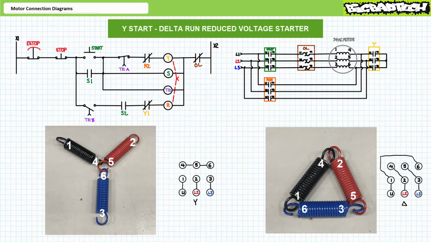Then, after a predetermined time allowing the motor to accelerate, the Y configuration is broken and reassembled as a delta, so each winding experiences the larger line-to-line voltage, thus drawing more current. This 2-stage start reduces inrush current and modifies the starting torque of the motor under its direction. We'll examine Y-start delta run reduced voltage starters in greater detail in later lectures.